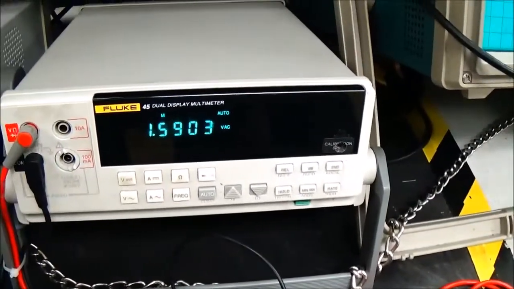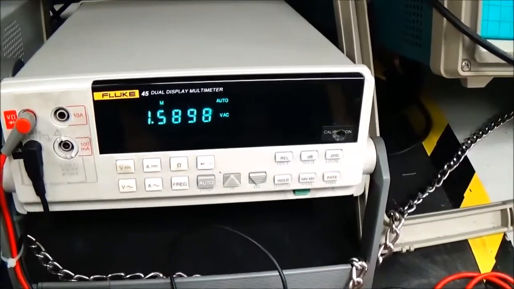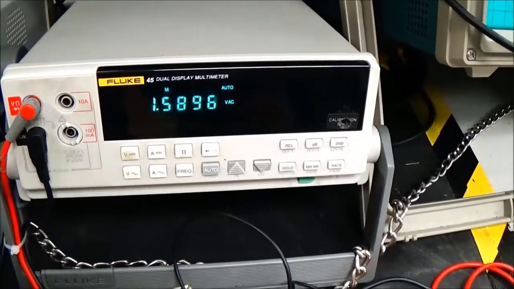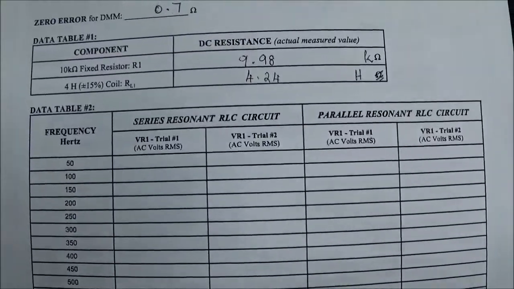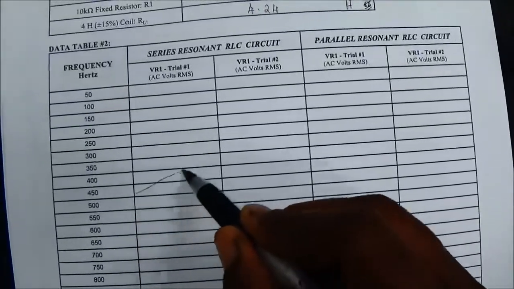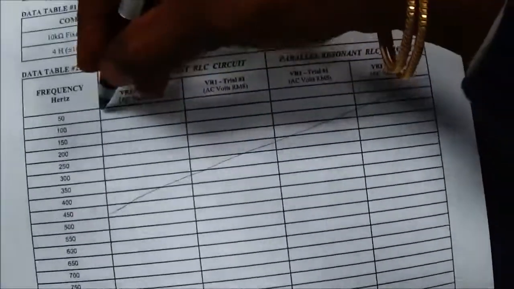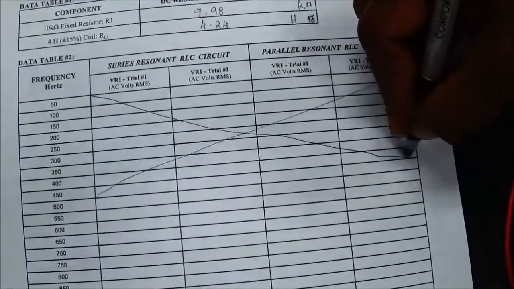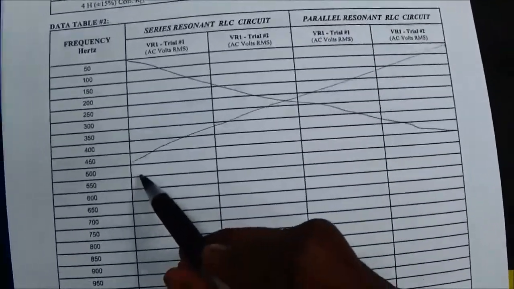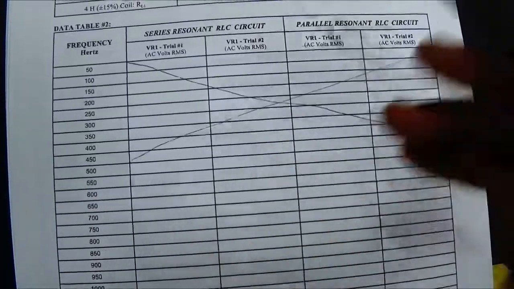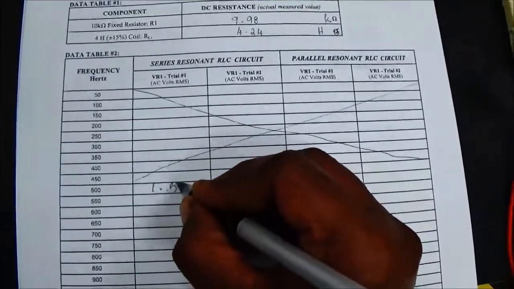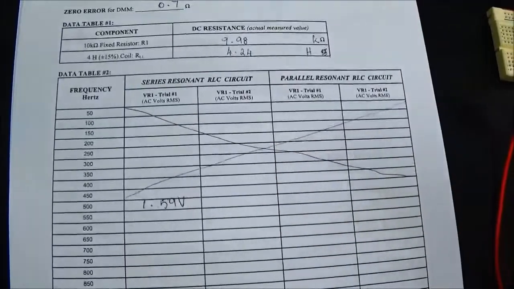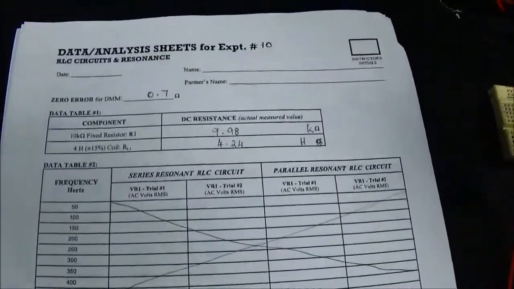It shows me 1.59 volts. I am going to record these values in the table. I am starting at 500 Hertz. Trial 1 is showing me 1.59 volts on the DMM. So, 1.59 volts.